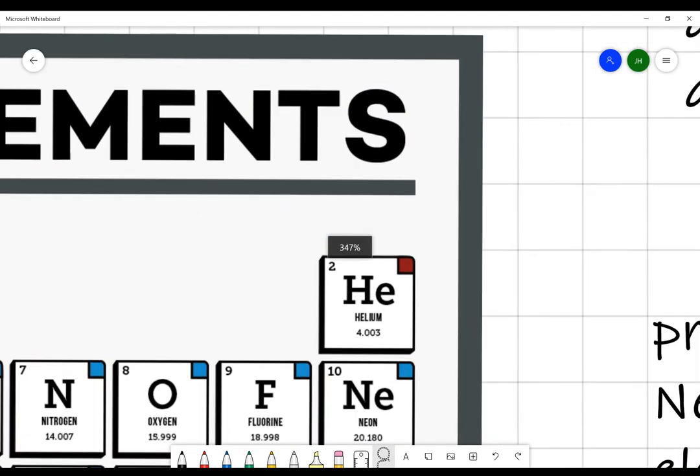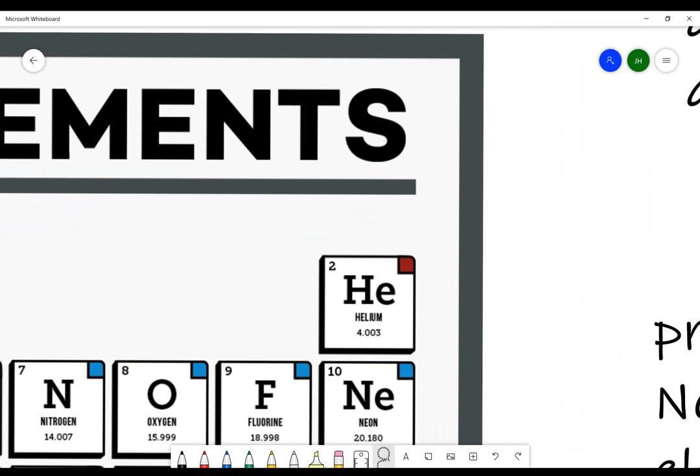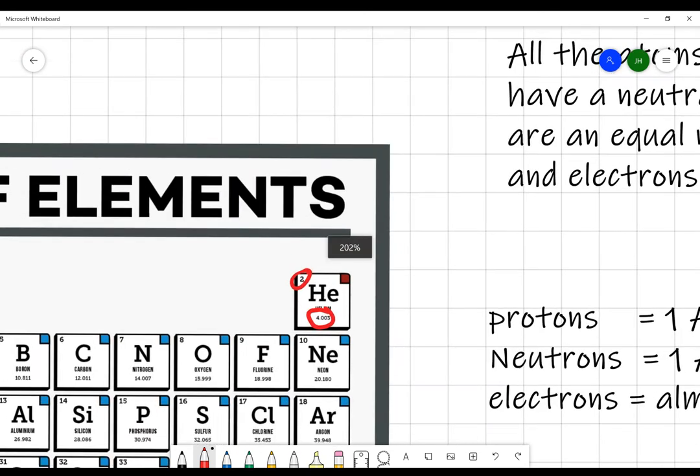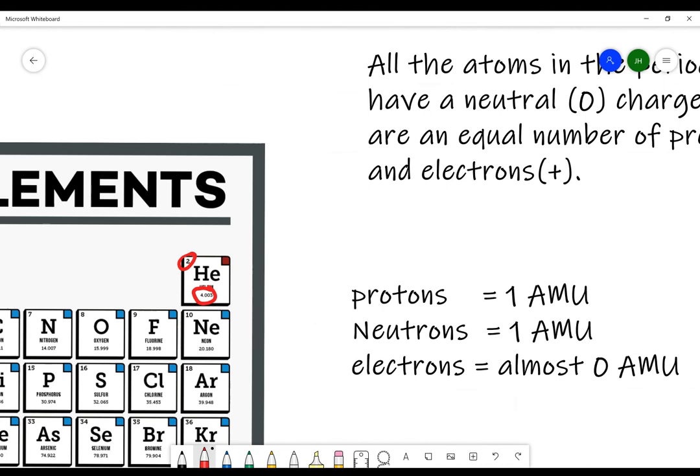So helium is right here. We can see using the periodic table that its atomic number is 2 and it has a mass of about 4 atomic mass units. With this information, we can draw the whole atom. So protons and neutrons each weigh 1 atomic mass unit each. Electrons weigh almost nothing, so we won't worry about them.